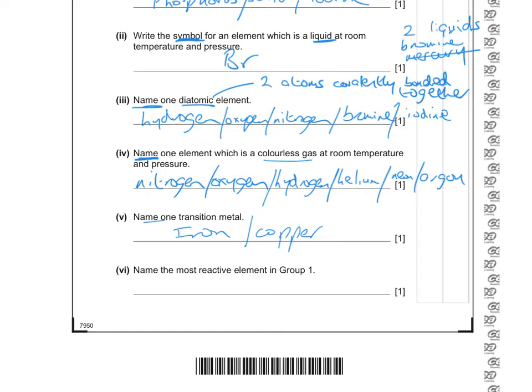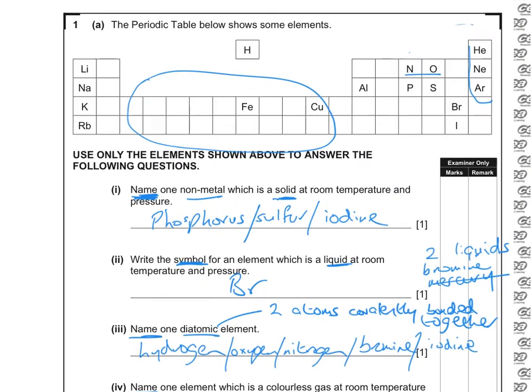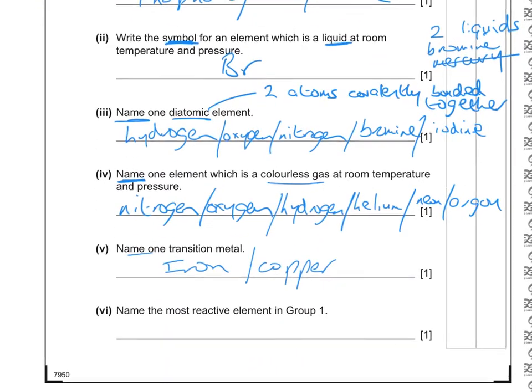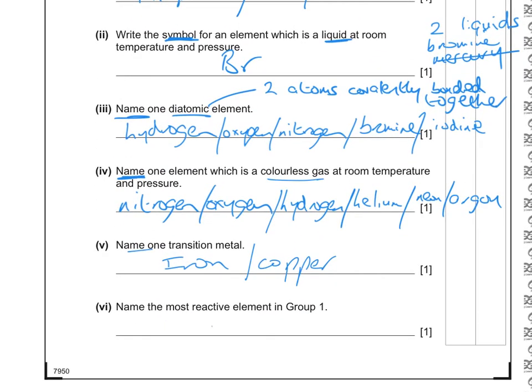The most reactive element in group 1. Well, this is a group 1. Metals get more reactive as you go down the group. So in this case it's going to be rubidium. Again, I'm writing the name because that's what it's asked for. And the reason rubidium is the most reactive metal in group 1 is because its outer electron is further from the nucleus, so it's not attracted as strongly to the nucleus as the other metals in the group.